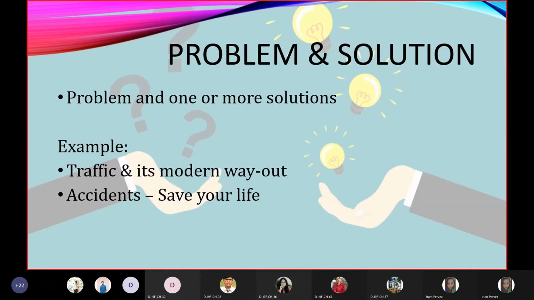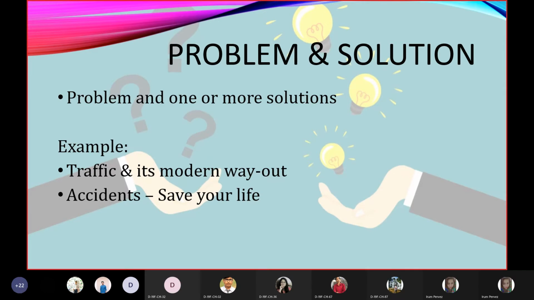All right, so let's move ahead. Then we have problem and solution. The other way of explaining things is to write a problem and one or more solutions to it. We have been writing about the problems and the solutions. So this is also a way of explaining things, that you explain the problem and its solution. For example, we have traffic and its modern way out. So in comparison to all those transport headings, we have traffic and its modern way out.